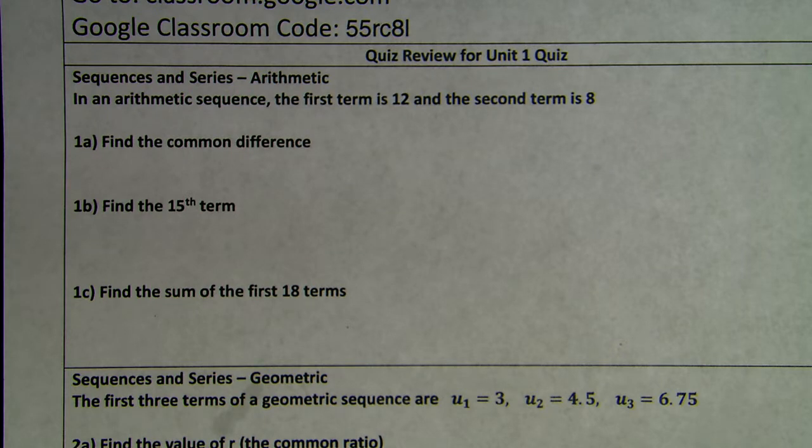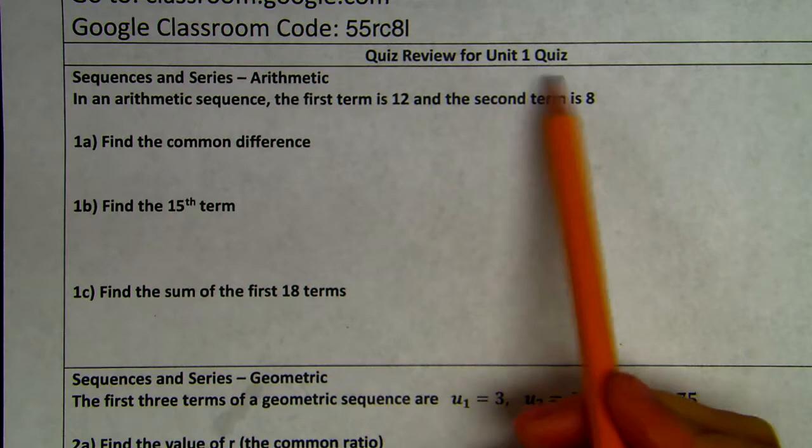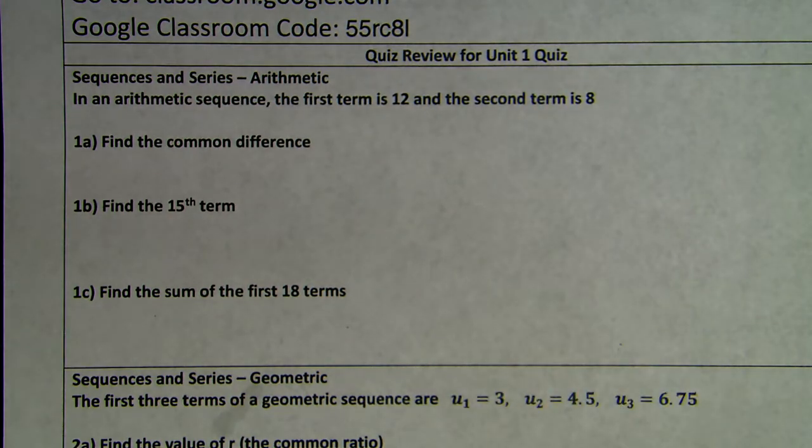But I'm going to go through the backside of the homework that is due on the 27th for A days, the 28th for B days. This is the quiz review for the Unit 1 quiz that is on each of those respective days. So hopefully if you're watching, this is a good review for the quiz. But let's get started. First we're going to start with an arithmetic sequence.